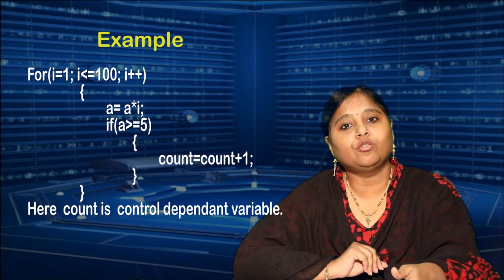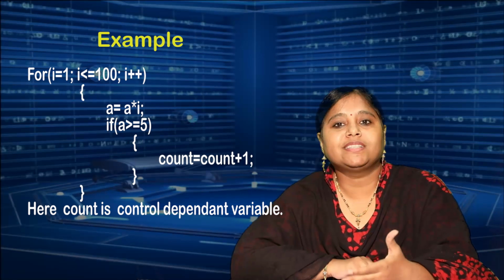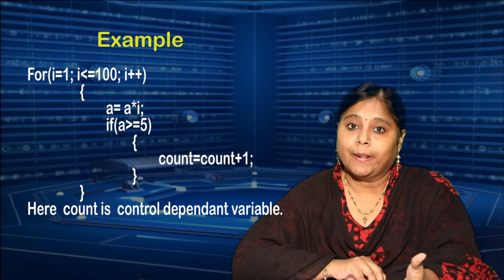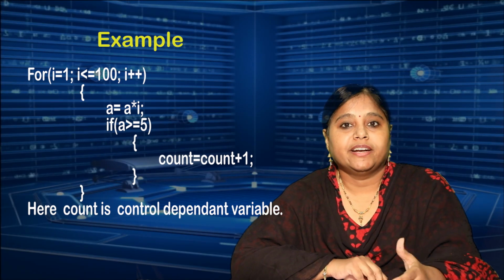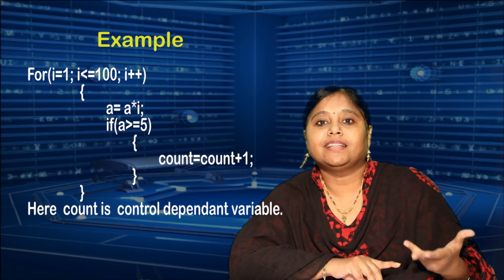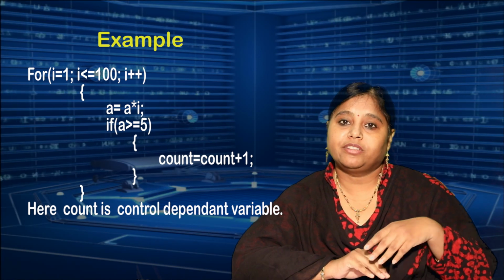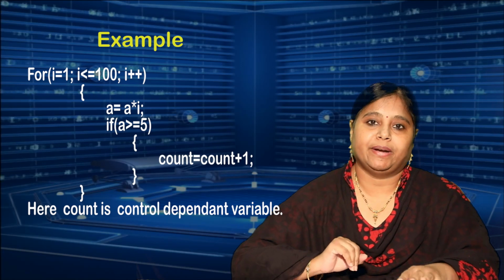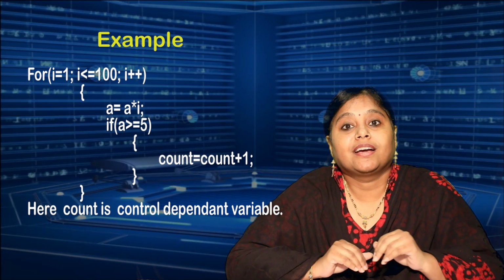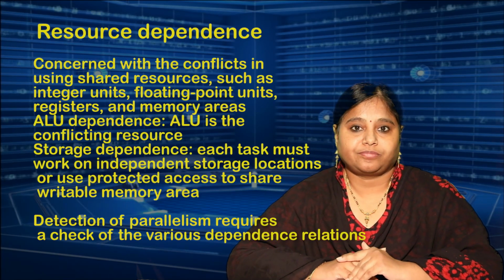After the execution only we can identify what the value of the count is. So the count variable we cannot use independently in another segment. Using this count variable, we cannot execute it independently. So this is called control dependence.